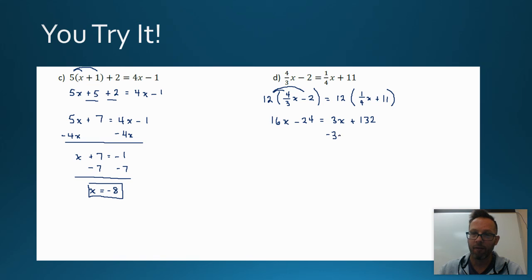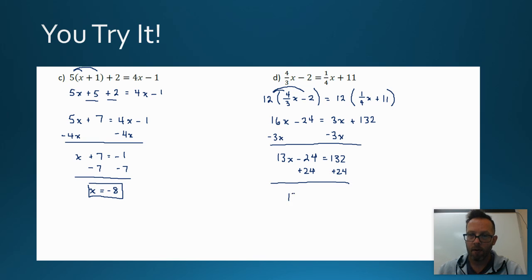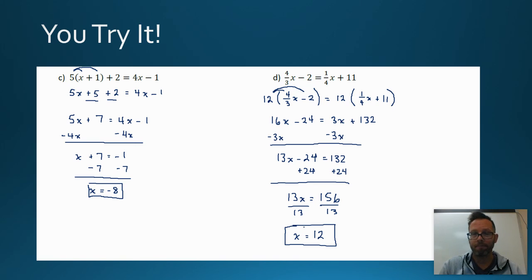Let's take 3x away from each side. 13x minus 24 equals 132. Add 24 to each side. 13x equals 156. And if you divide both sides by 13, last time I checked, that gave you 12. X equals 12. We got it, guys. So that problem had it all.